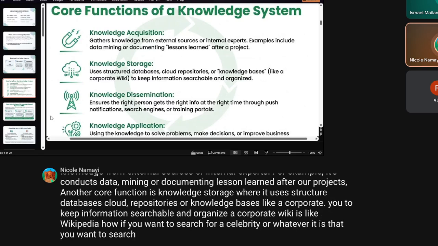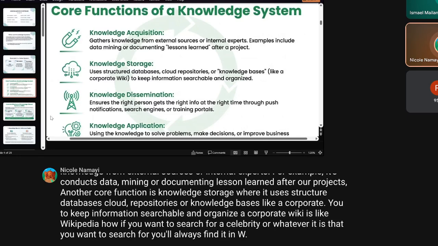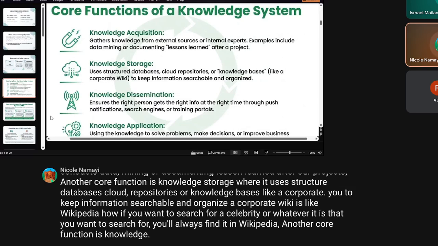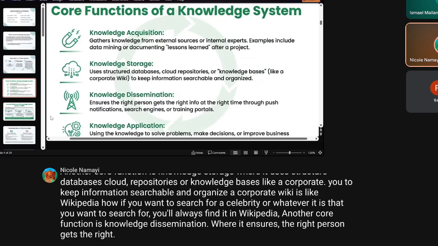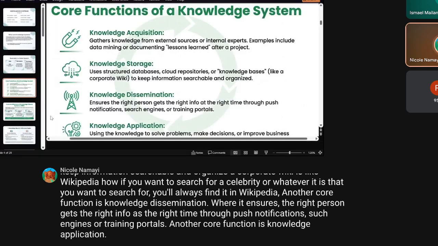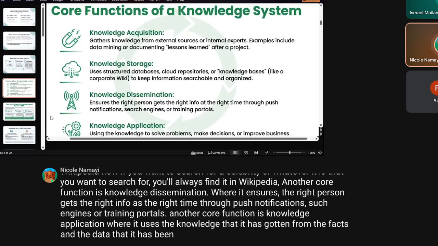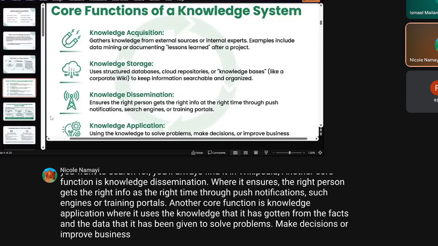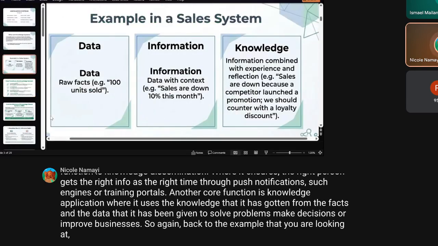Another core function is knowledge dissemination, where it ensures the right person gets the right info at the right time through push notifications, search engines, or training portals. Another core function is knowledge application, where it uses the knowledge that it has gotten from the facts and the data that it has been given to solve problems, make decisions, or improve businesses. So again, back to the example of the sales system, it has helped us with this new knowledge that you've gotten.